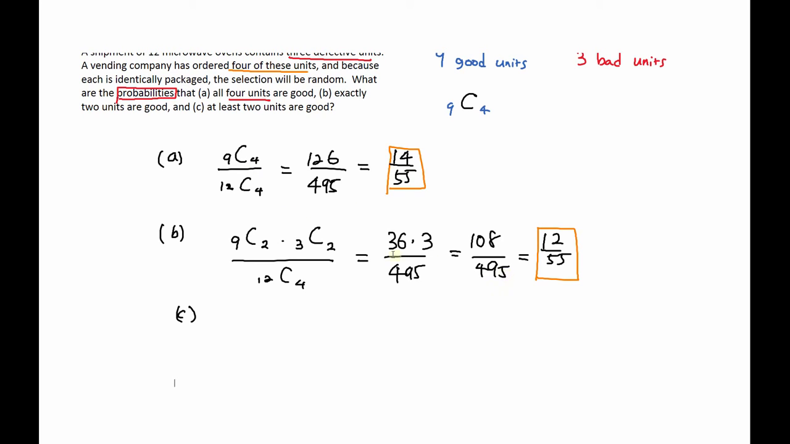That's one way. However, I'm going to introduce a different way in case, say, we have like 7 units ordered. Then that's not really preferred, because that means you have to find 2 good units, 3 good units, 4, 5, 6, 7, and that's a lot of work. So one easy way is you just subtract from 1 the undesired probabilities.